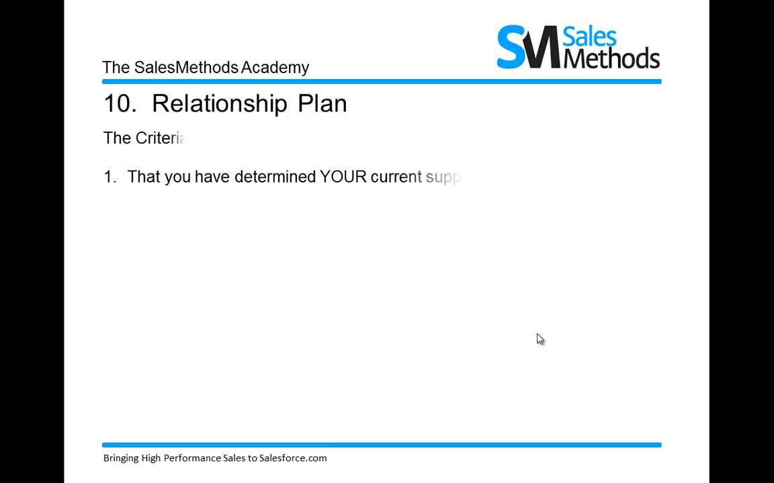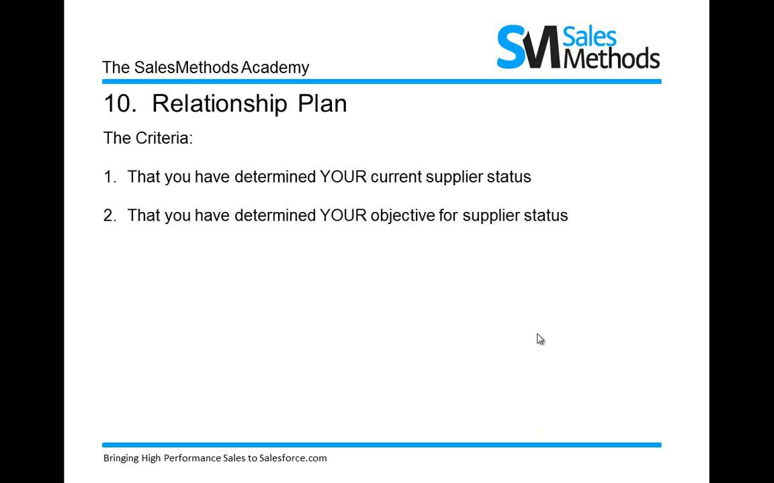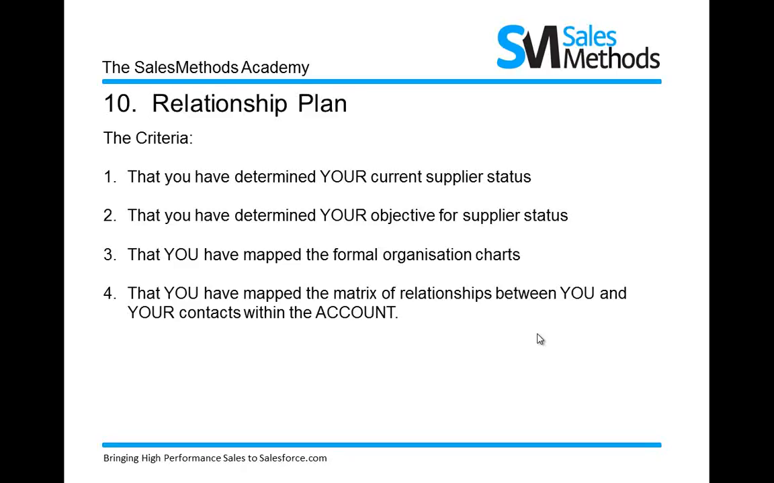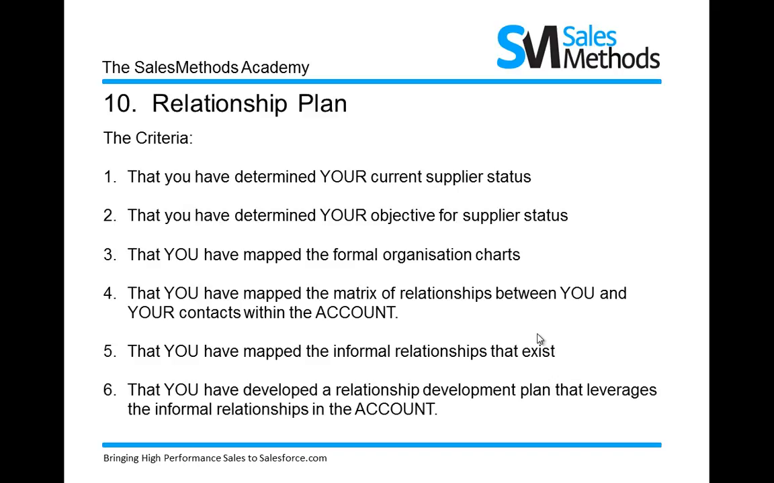And the criteria: 1. That you have determined your current supplier status. 2. That you have determined your objective for supplier status. 3. That you have mapped the formal organization charts. 4. That you have mapped the matrix of relationships between you and your contacts within the account. 5. That you have mapped the informal relationships that exist. 6. That you have developed a relationship development plan that leverages the informal relationships into the account.